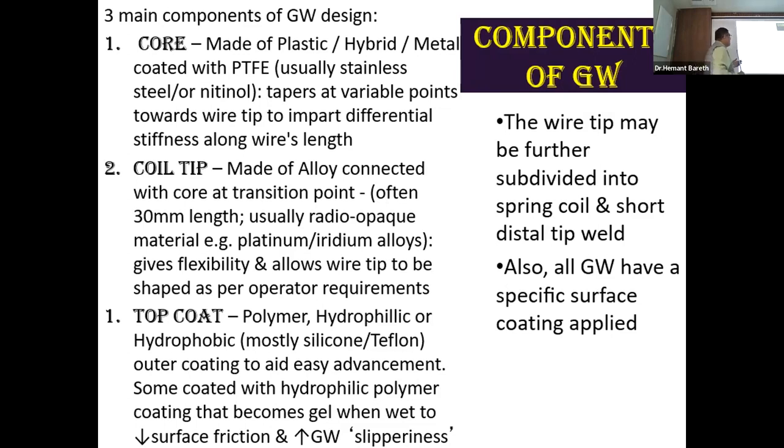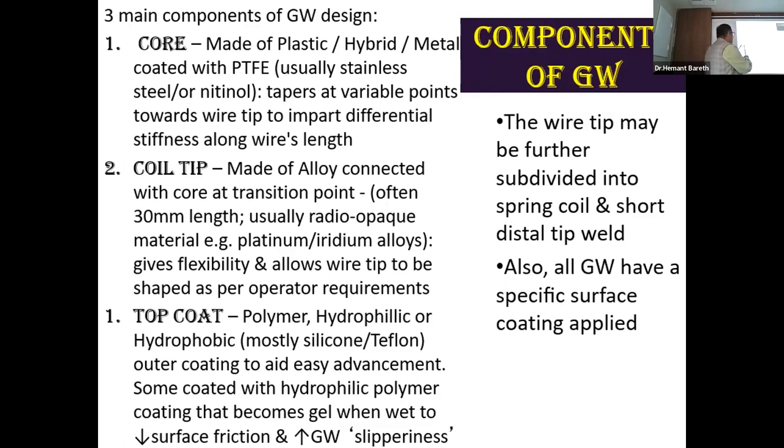Coil tip, again, is very important, and it's generally made of alloy. Why alloy? Because you require a certain characteristic of the tip. You need the tip to have some strength, but also you need the tip to bend when required. So where it is looking for lumen or when it has to negotiate a side branch, it should be able to bend and make that turn. If you make only stainless steel, it will not make that particular bend. So you have to have a different coil made of an alloy.